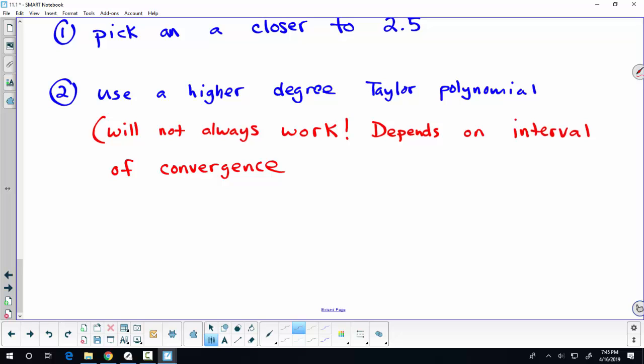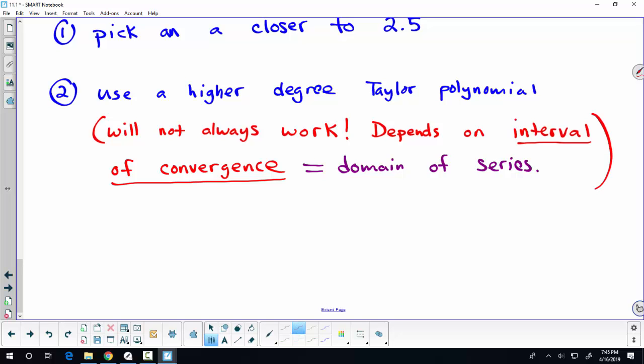Since we've already brought this up, just think about the interval of convergence to be the domain of the series. So it really depends on the domain of the series as to whether or not we get convergence as we go further and further out.